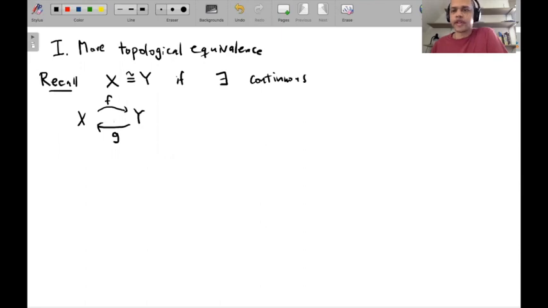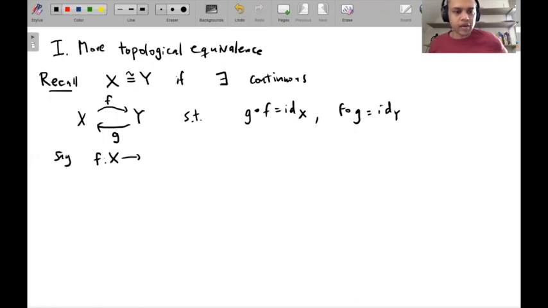which are continuous bijections and inverses of one another. We can write that as G composed with F is the identity on X, and F composed with G is the identity on Y. And in this case, we say F from X to Y is a topological equivalence. And similarly for G.